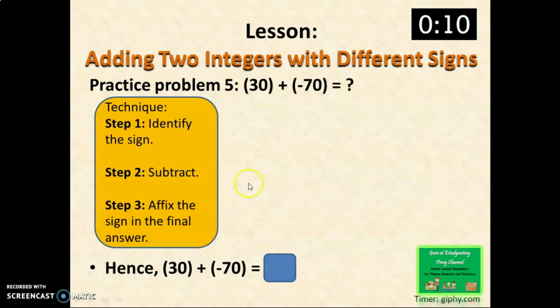And let's have the last practice problem. Positive 30 plus negative 70. Identify the sign. Next, subtract. And the final answer is negative 40. Okay, so that's how to add two integers with different signs.